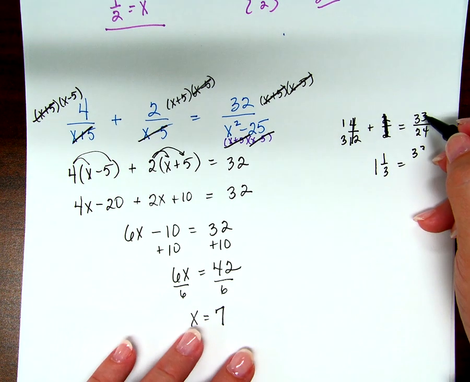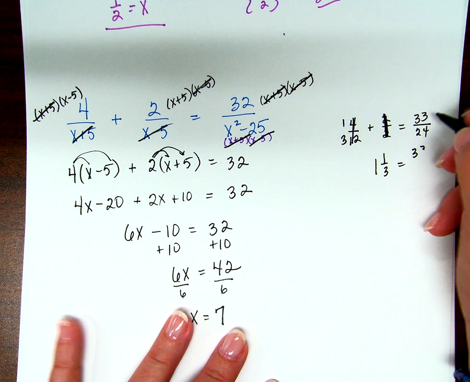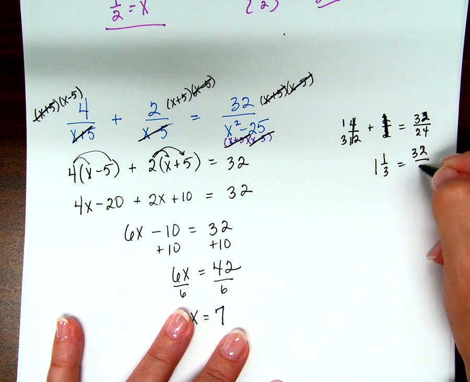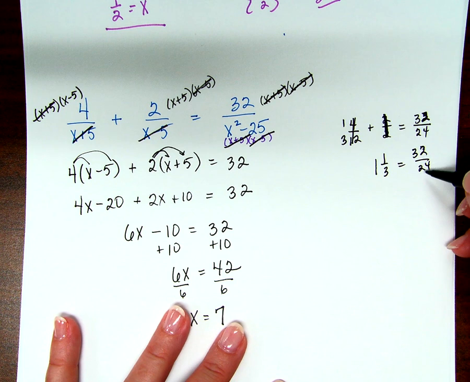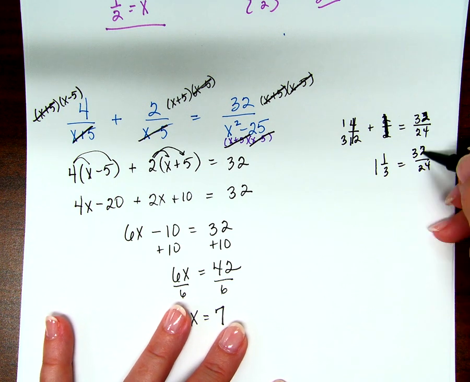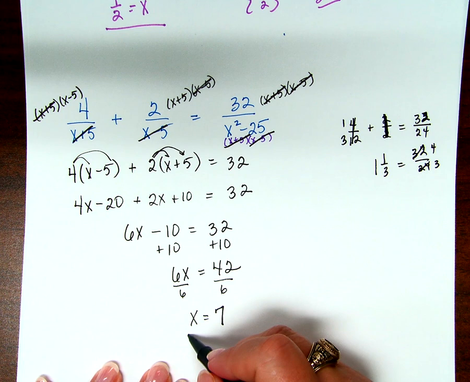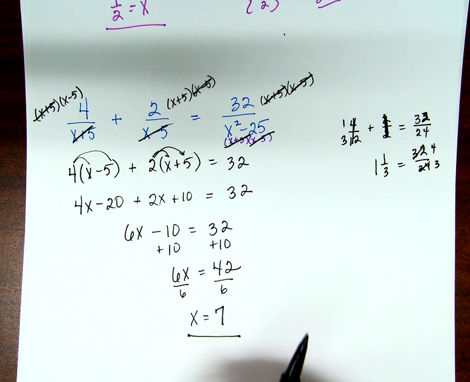Can I change this number? I wrote down the wrong one. Thank you. 32. 32 over 24. These are both divisible by what? 8. So 4 over 3. Is 1 1/3 the same as 4 over 3? So guess what this is? The answer.